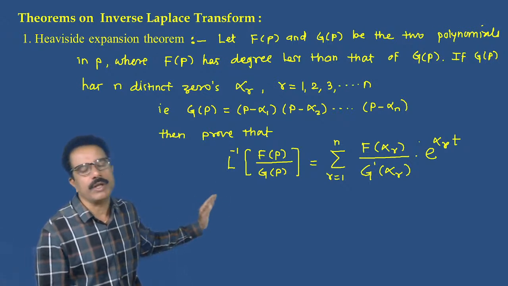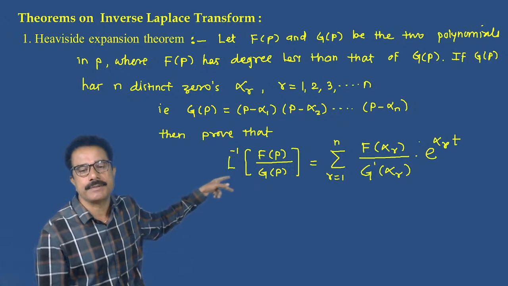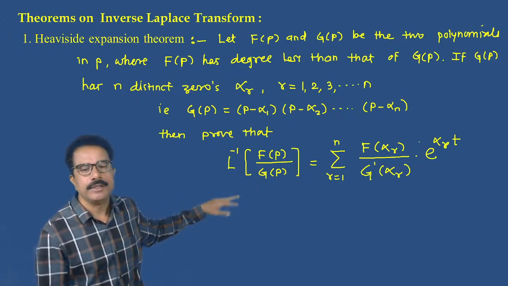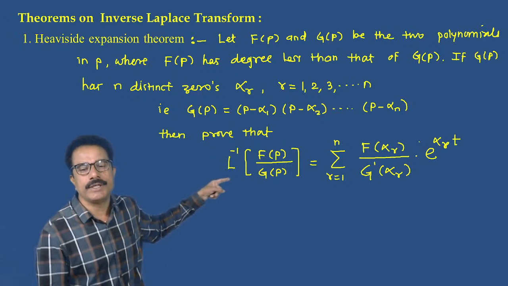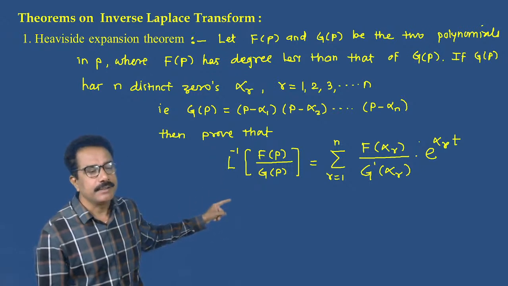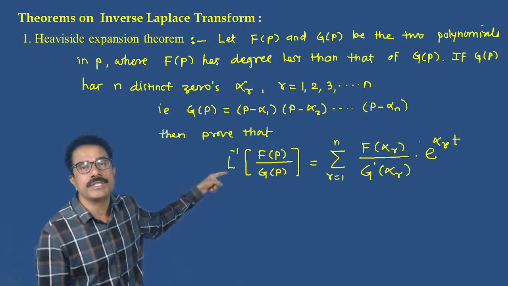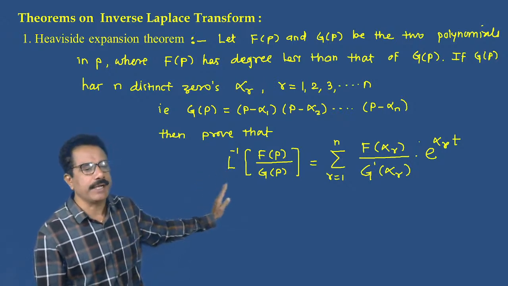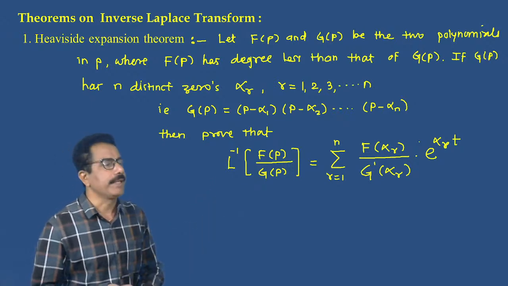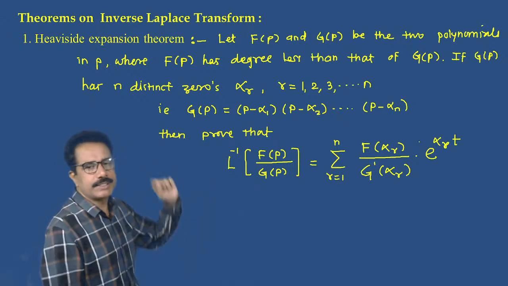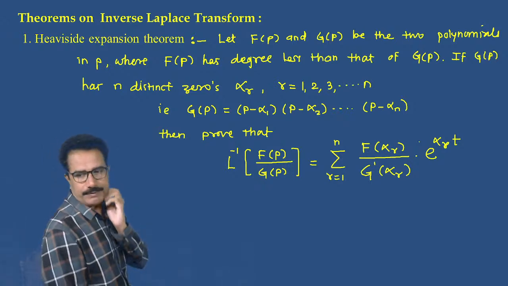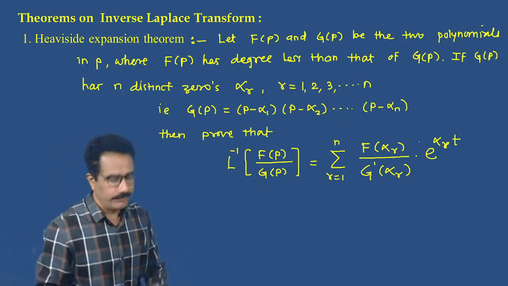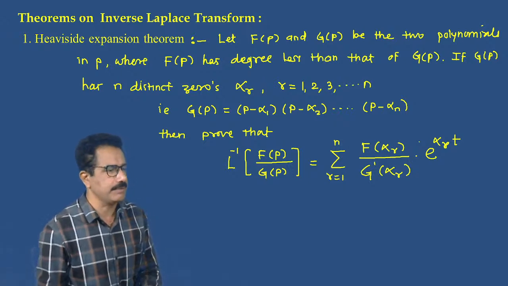Then we have to solve the inverse of this fraction, a rational algebraic expression, where the degree of the numerator must be less than the degree of the denominator. Then we can use partial fractions, or we have to use the Heaviside's theorem here. So, students, you must know the statement of the Heaviside theorem. What is the statement of the Heaviside theorem here?